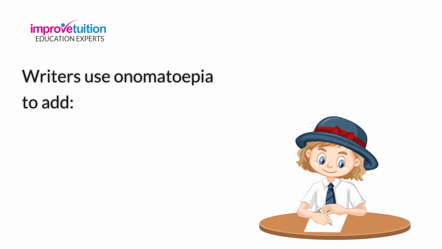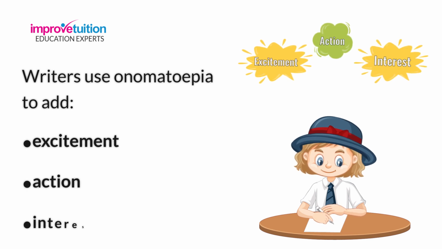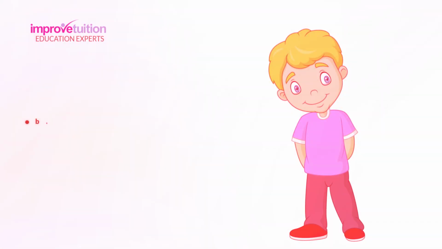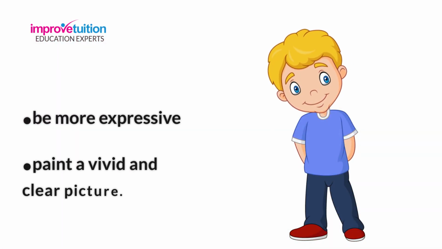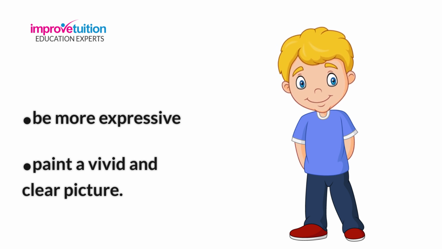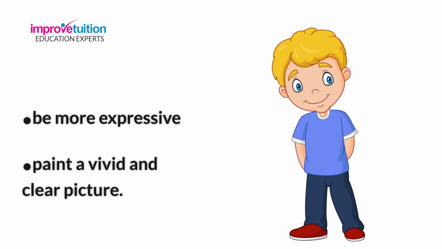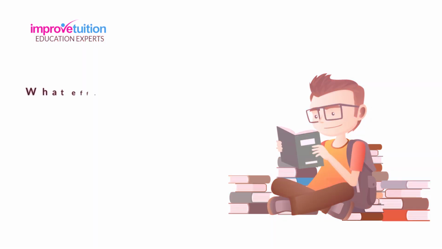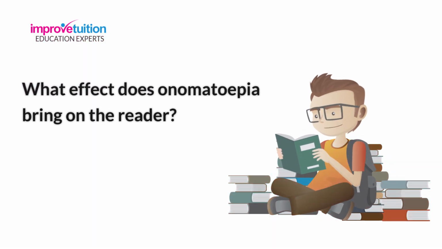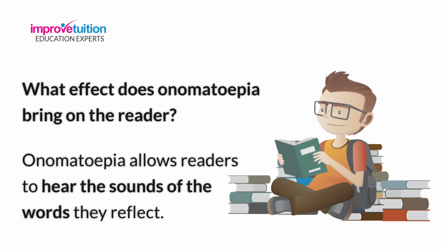Writers deliberately use onomatopoeia to add excitement, to add action, interest, emotion, fun, humor, be more expressive and paint a vivid and clear picture. If we didn't use the letters phonetically to imitate the sound, then this might not otherwise be possible. And even with using more words, we might not be able to achieve the same effect. This brings us to what effect onomatopoeia brings to the reader. Onomatopoeia allows readers to hear the sounds of the words they reflect.